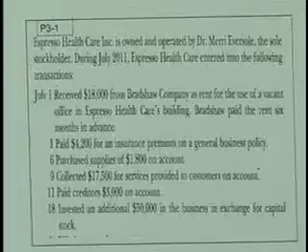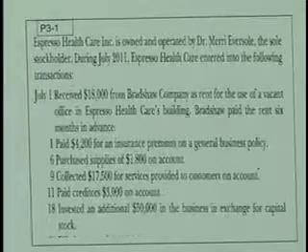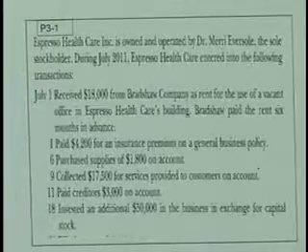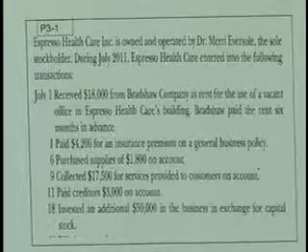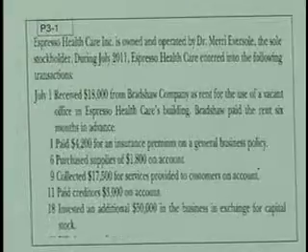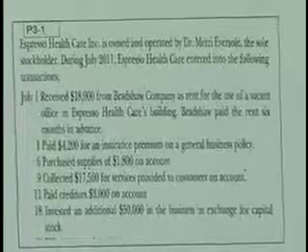Received $18,000 from Bradshaw Company for rent 6 months in advance. Bradshaw is not the company we're doing the books for. We're doing the books for Espresso Healthcare. So Espresso Healthcare owns this building, and they're renting out some space to Bradshaw Company. Eventually they'll earn the revenue on this. So how do I record this transaction here?